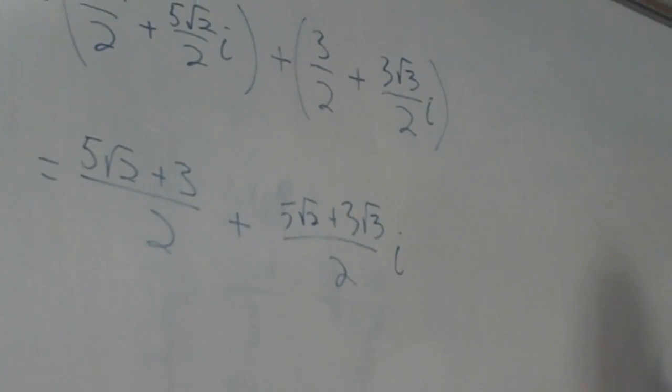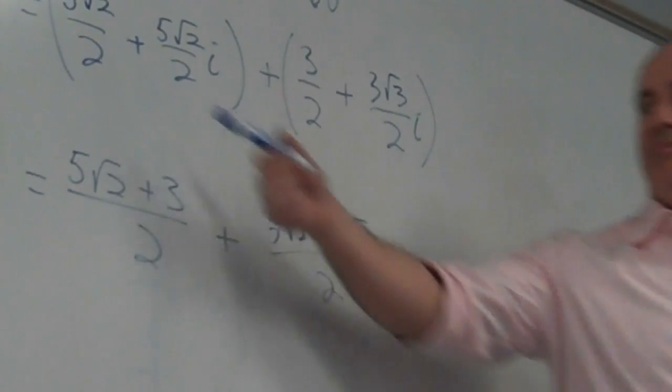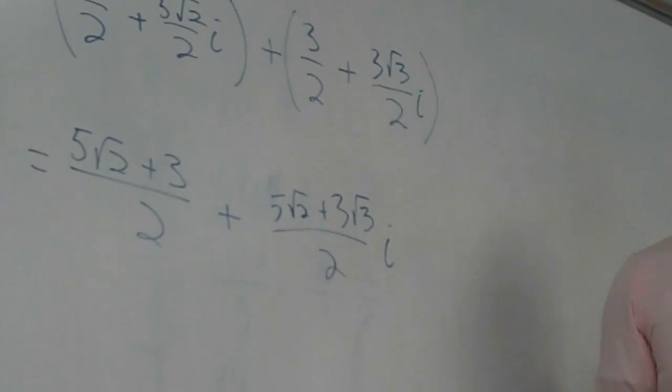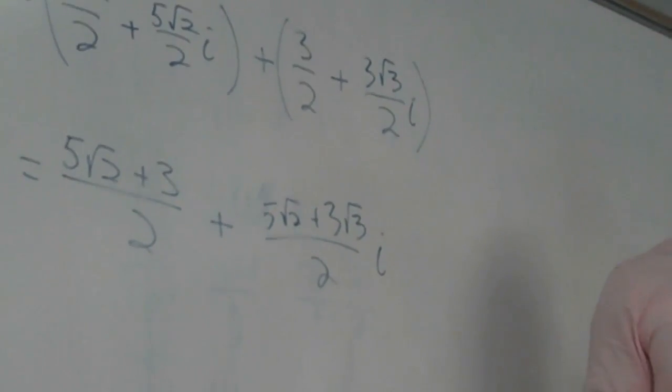Oh, I see what you did there. Yeah. I combined the reals and I combined the unreals and I left them in this form. Okay, so that's addition and subtraction. Basically, you do it the same way you did in Algebra 2.